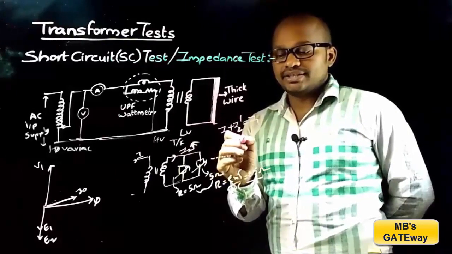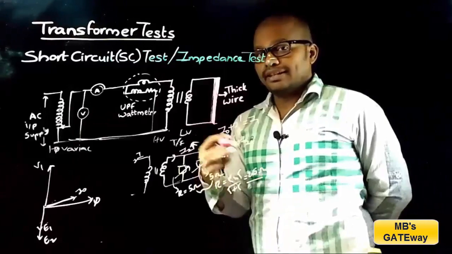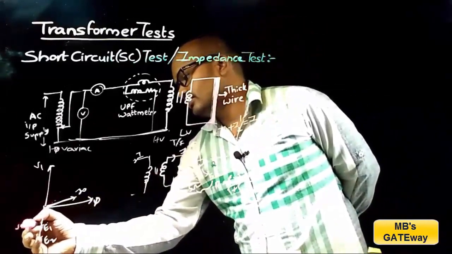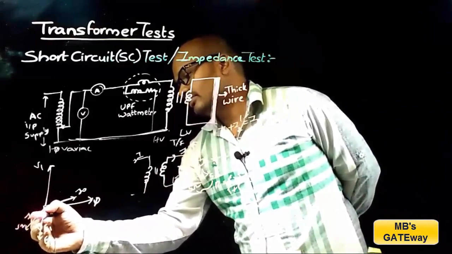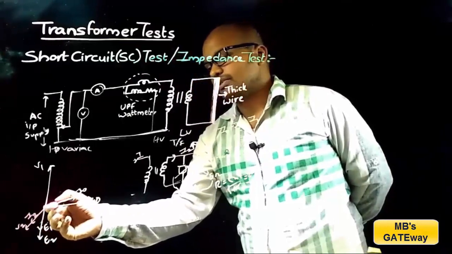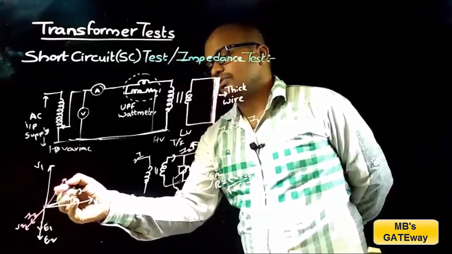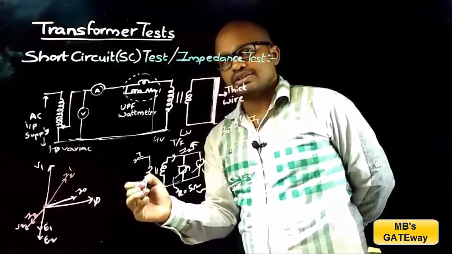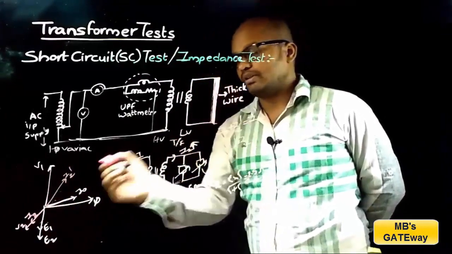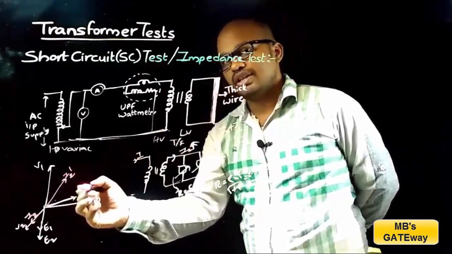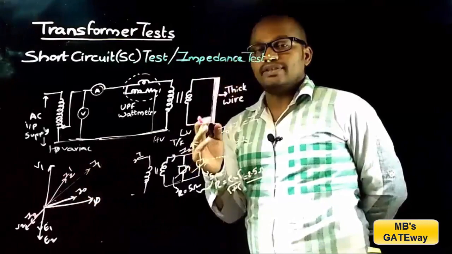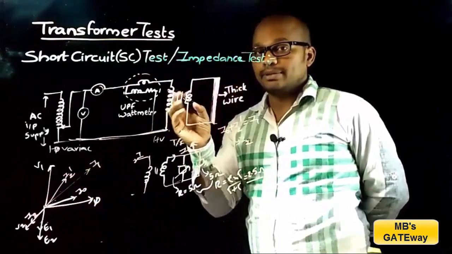But I2 dash is decided by current I2. Let the load be a resistive load. Then if this is V2, then I2 will be in phase with V2. And for k equal to 1, I2 is equal to I2 dash. So I2 will be exactly opposite to I2 dash. And the vector sum of I0 and I2 dash gives you the primary current I1. So the resultant of I2 dash and I0 is I1.